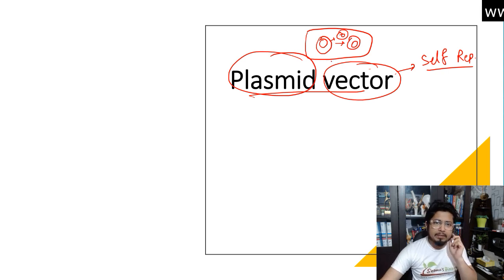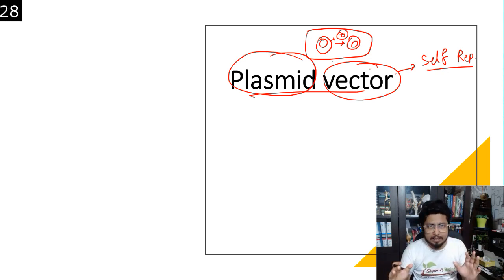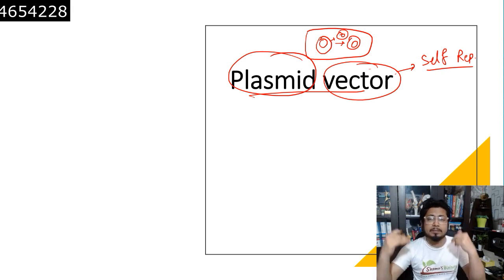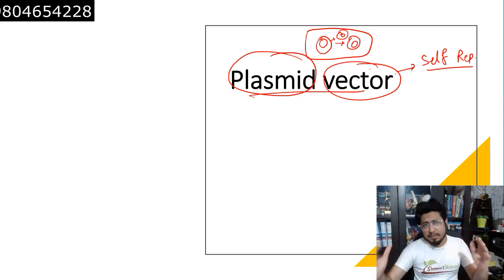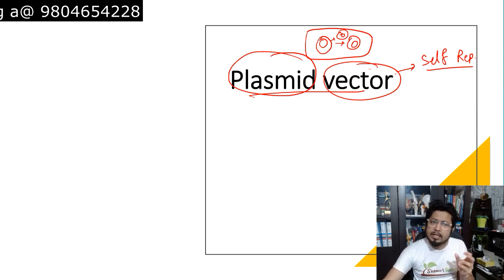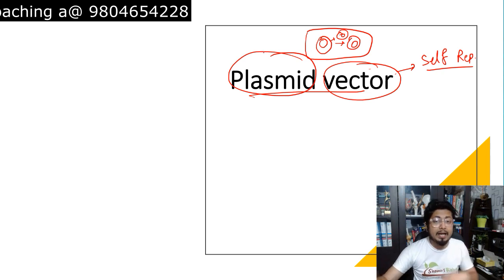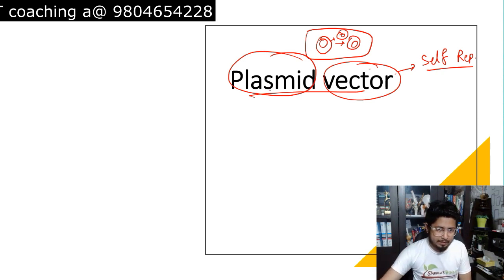And not only that, but a number of plasmids can be present inside the host cell. That is known as the copy number. In some cases it can be 50, 60, some cases 200, 300, 600, some cases 1000. So there are different copy numbers of a plasmid. The smaller the plasmid, the higher the number that can be accommodated inside the host cell.